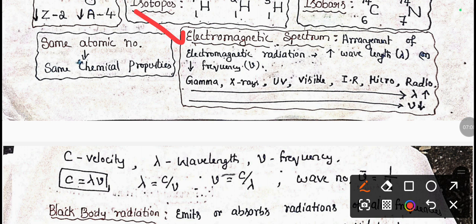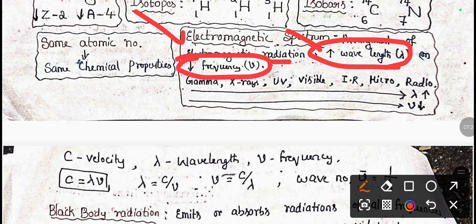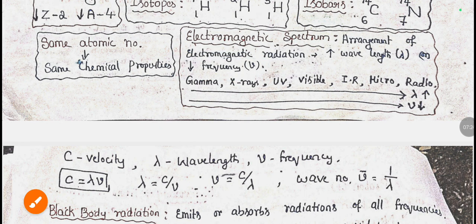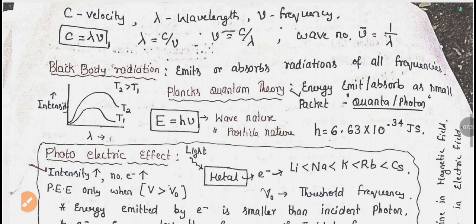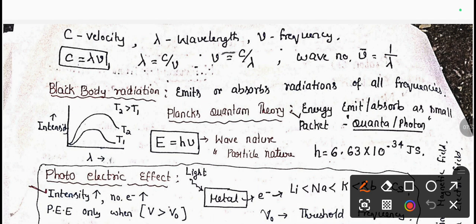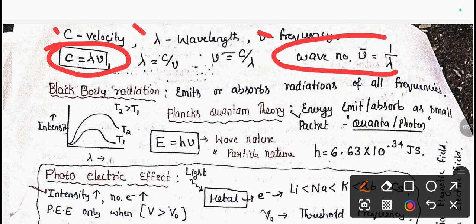Now let us know a few points about the electromagnetic spectrum. The electromagnetic spectrum is the arrangement of different electromagnetic radiations in increasing order of wavelength or decreasing order of frequency. Remember, increasing order of wavelength or decreasing order of frequency, as you can see here. From gamma rays to radio waves, we have arranged them in increasing order of wavelength or decreasing order of frequency, so that you remember the electromagnetic spectrum. Now the formula that shows the relationship between velocity, wavelength and frequency is this, and this one is about wave number, which is the reciprocal of wavelength.